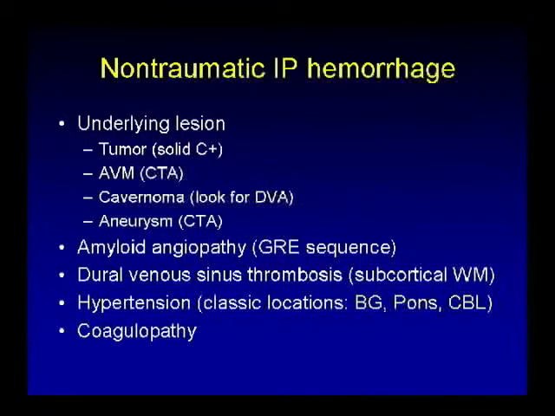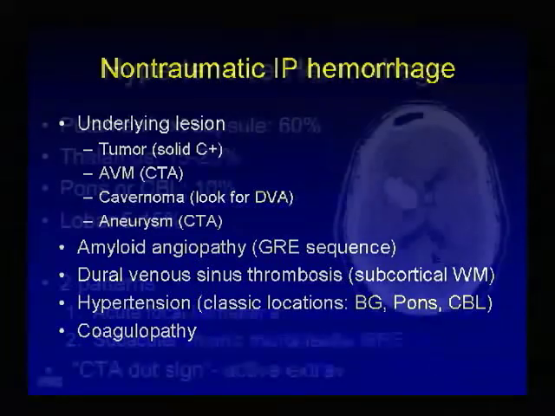So your differential diagnosis for non-traumatic intraparenchymal hemorrhage, know this one. So underlying lesions, so you can look for tumor, solid enhancement, AVM, cavernoma. On a CTA, you look for the developmental venous anomaly. An aneurysm, remember that aneurysm, you can see parenchymal hemorrhages from aneurysm. Amyloid, dural sinus thrombosis, and of course hypertension, and these are the classic locations, and underlying coagulopathy.